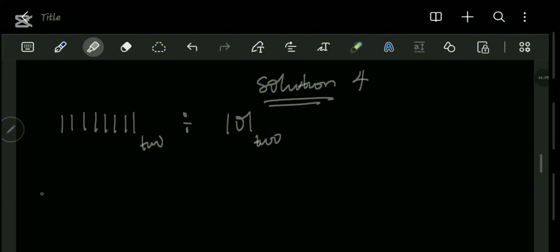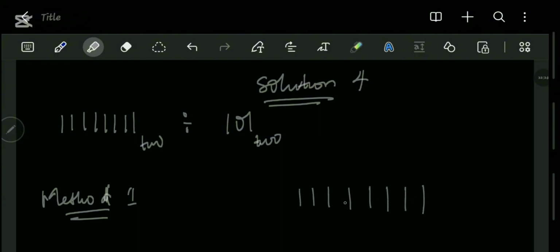So for method 1, here, I can decide to divide this by this straight, right? For method 1, I'm not converting to base 10, I'm dividing straight in base 2. So I'm having 1, 2, 3, 4, 5, 6, 7, 8. That is the number, and I'm dividing it by 101. Don't forget that they are all in base 2.